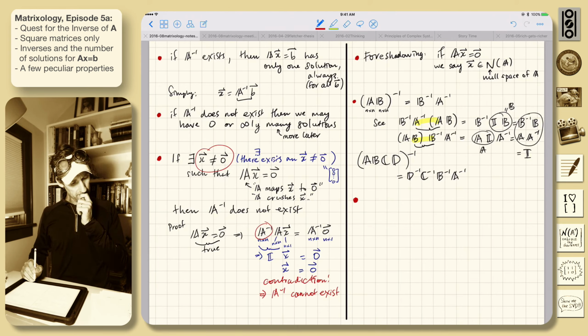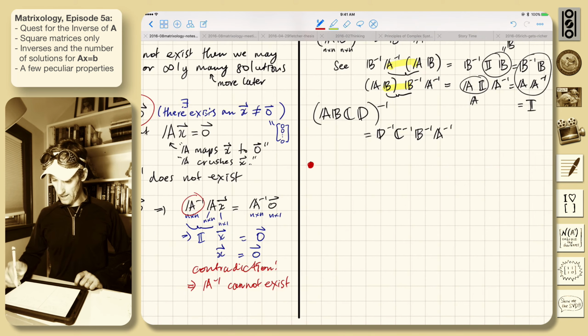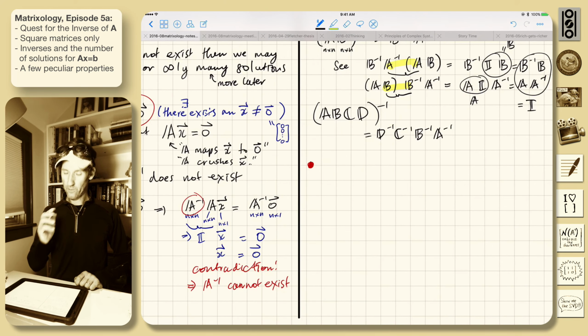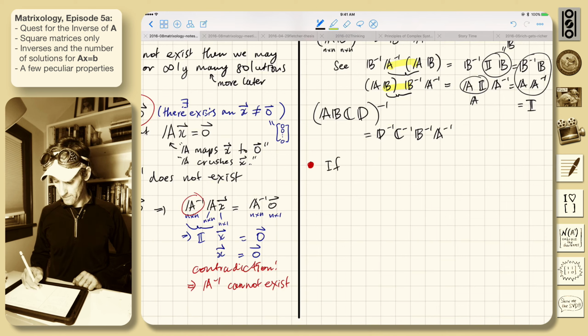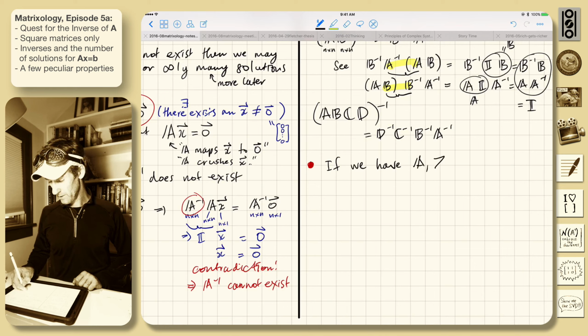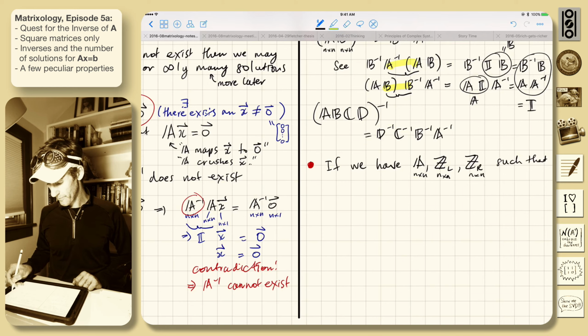What else can I tell you? I think the last main thing to say, and this will matter later on just for a little bit, is that if we have A and we have a Z, Z's are fun to write, left, we'll call it ZL, and ZR, and these are all n by n, such that this is true, that A times ZR, if we put it on the right, equals the identity.